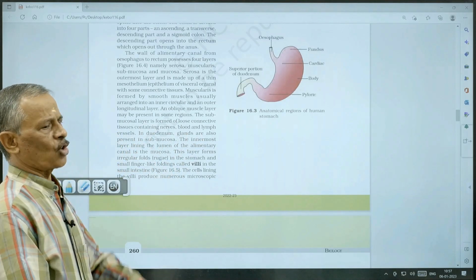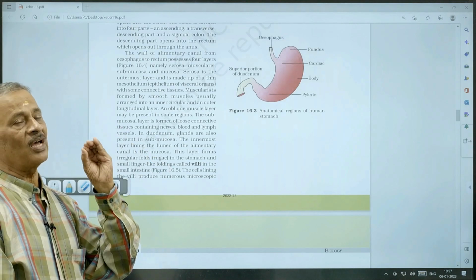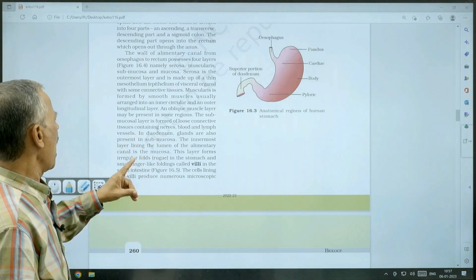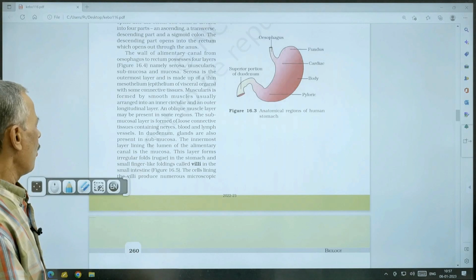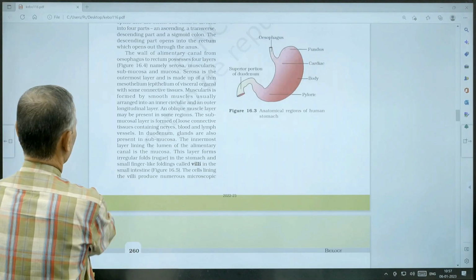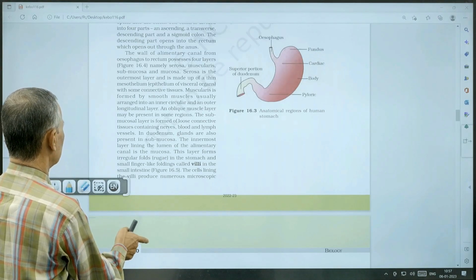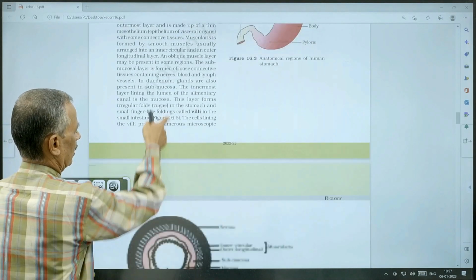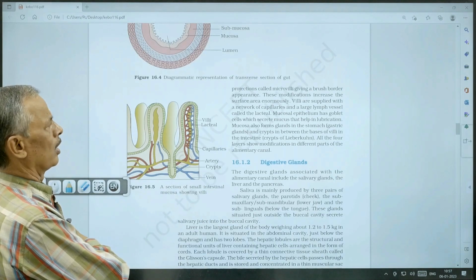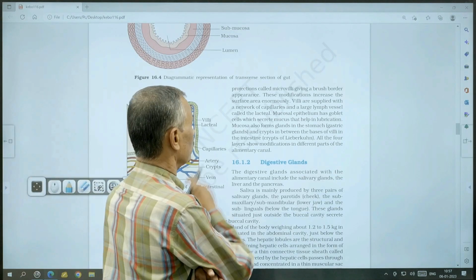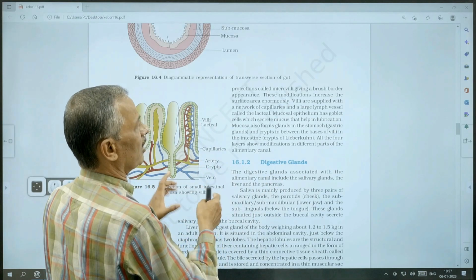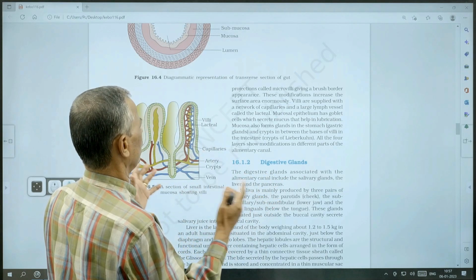In the stomach, the mucosa layer has a number of longitudinal foldings called rugae. And in the intestine, you have a large number of minute finger-like structures. These finger-like structures are called villi. Villus singular, villi plural. The number is so large that it increases the total surface area within the small intestine enormously.